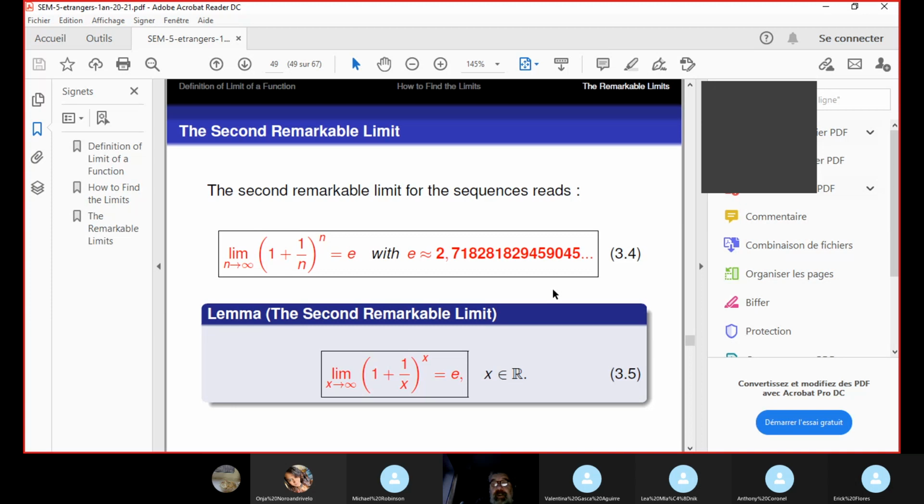So now, if you want, we can generalize our result for the sequences to the functional case. So what we have is the limit as x goes to infinity of 1 plus 1 over x to the power x is also e. You see, an important remark.